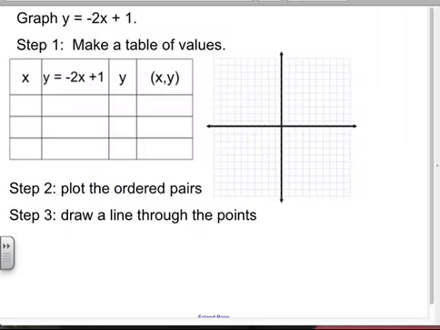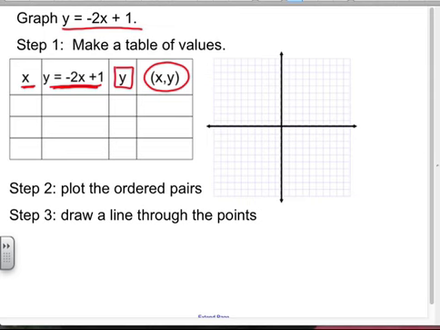Okay, let's try some. Here's our equation. We're going to graph the equation y equals negative 2x plus 1. You are going to use a table of values to do so. Which means you've got your x's, we've got our equation, this is going to be our answer of our equation, and then that's going to turn into those ordered pairs, which is what we're going to plot, which is going to make a straight line.